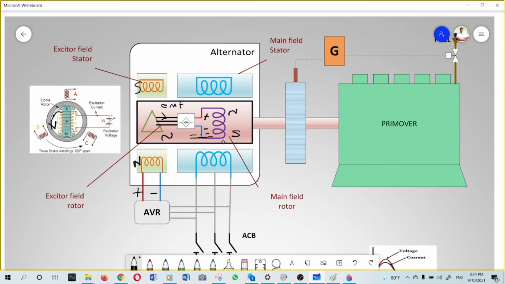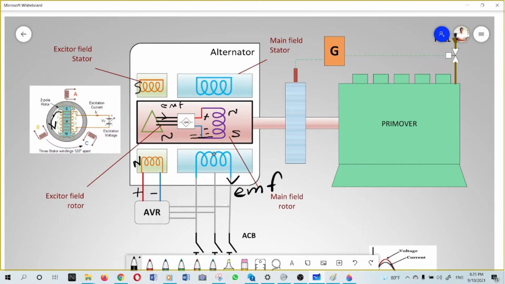This rotating magnetic field then will act upon the stator winding. These are the copper windings. So this north south is rotating, meaning the magnetic field is varying, cutting the stator winding. It will cause some EMF to be induced here. So some voltage will appear.